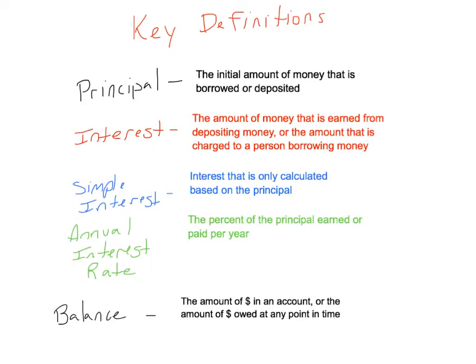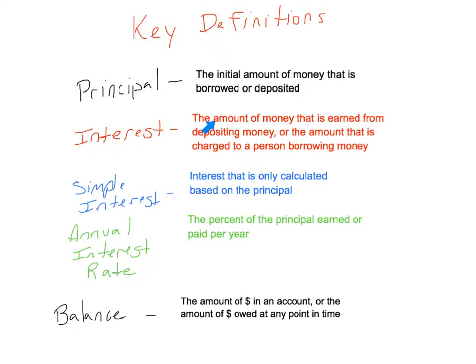Alright, so some key definitions for us. Let's talk about principal. The principal is the initial amount of money that is borrowed or deposited. So if you go to the bank and open up a savings account with $200 to start, 200 is your principal. Or, if you have a loan on a house from the bank and the amount that you need to borrow is $120,000, well, that $120,000 is also principal. So it can mean a couple different things depending on the context, but it's always the initial amount.